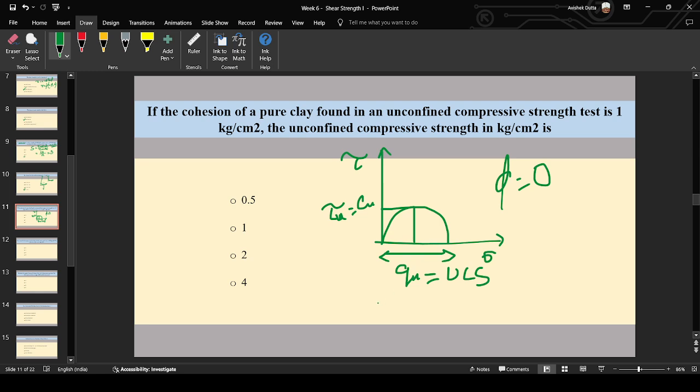You can see this qu is the diameter. So qu equals how much? It will be twice the radius, twice Cu. This is the cohesion, which is found as 1 kg per centimeter square. So twice of 1 will be 2 kg per centimeter square. Same concept as the previous one. The unconfined compressive strength is twice the cohesion or the shear strength. Okay. Next question.